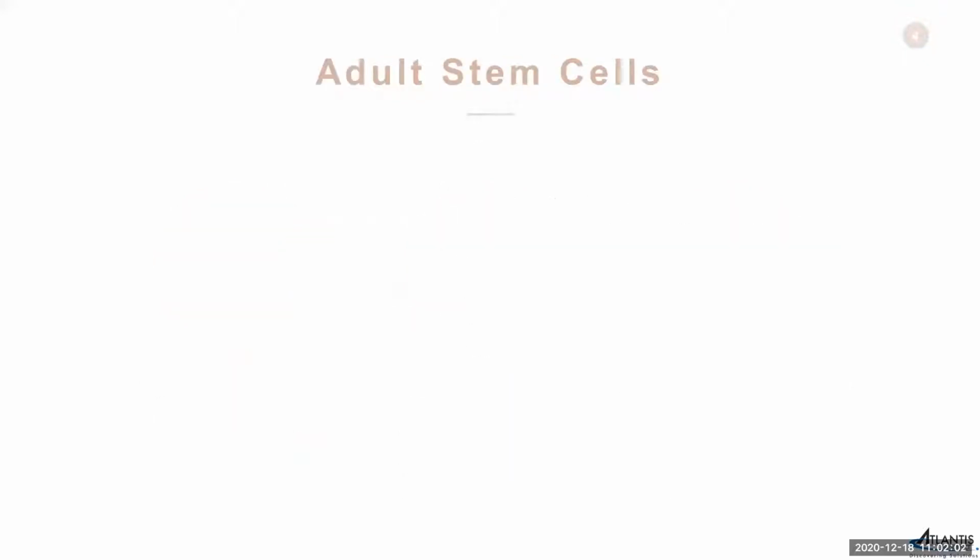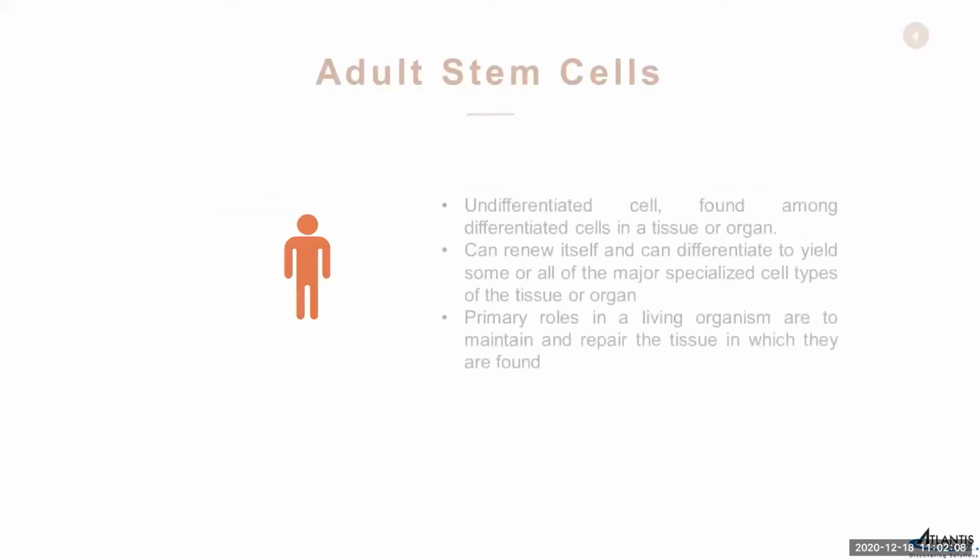So I'm going to talk a bit on each different type of stem cells, just to give you an idea. Adult stem cells are undifferentiated cells found among tissues or organs. They can renew themselves and yield some or all of the major specialized cell types in a tissue or organ. The primary role of stem cells is to maintain and repair the tissue in which they are found.